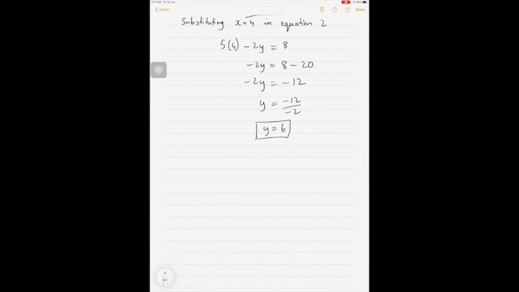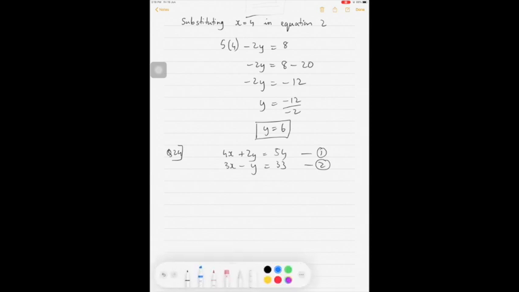Solve the following equation by the elimination method and find the value of x and y. Okay, so the next question is question number 24. The equations are 4x plus 2y is equal to 54 and 3x minus y is equal to 33. So these are the two equations.